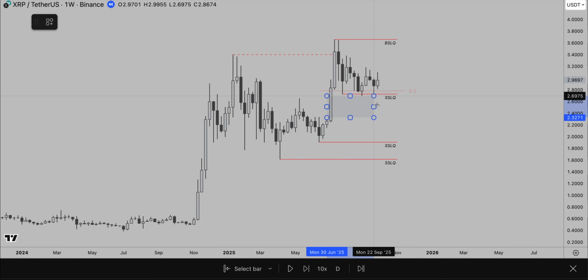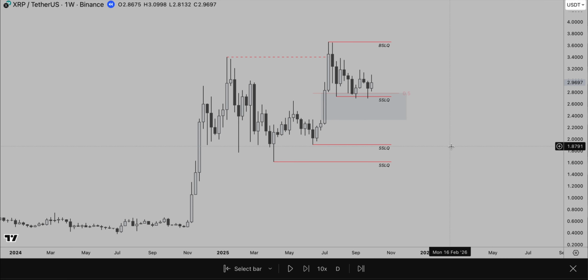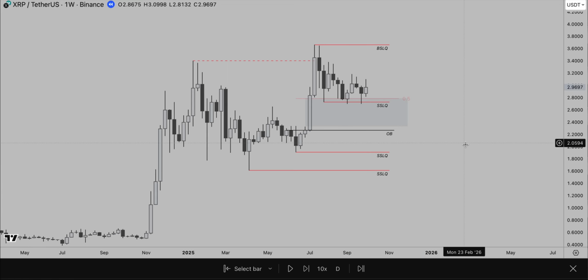Now let's mark on all the key PD arrays. We've got a fair value gap down here. We've got some order blocks floating around down here as well, so we can mark those on. Right, so now that we've marked on everything on the weekly time frame, let's drop straight into the daily time frame.